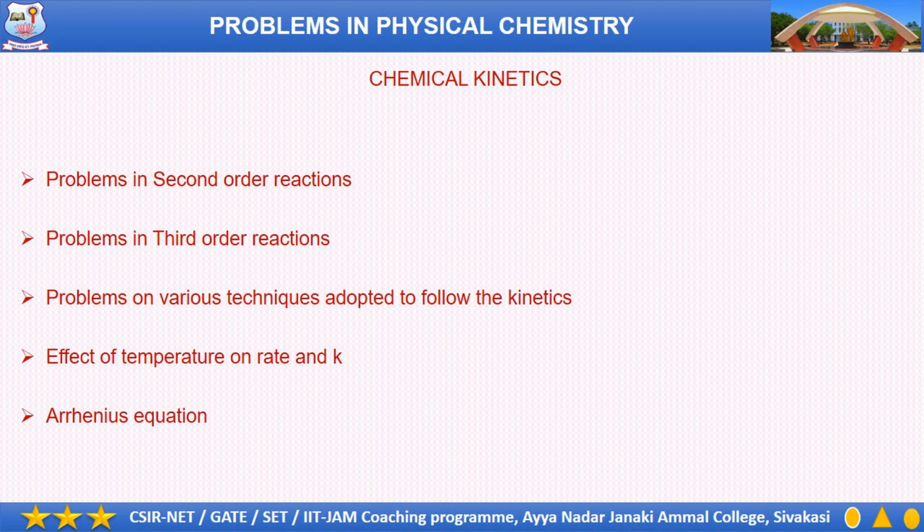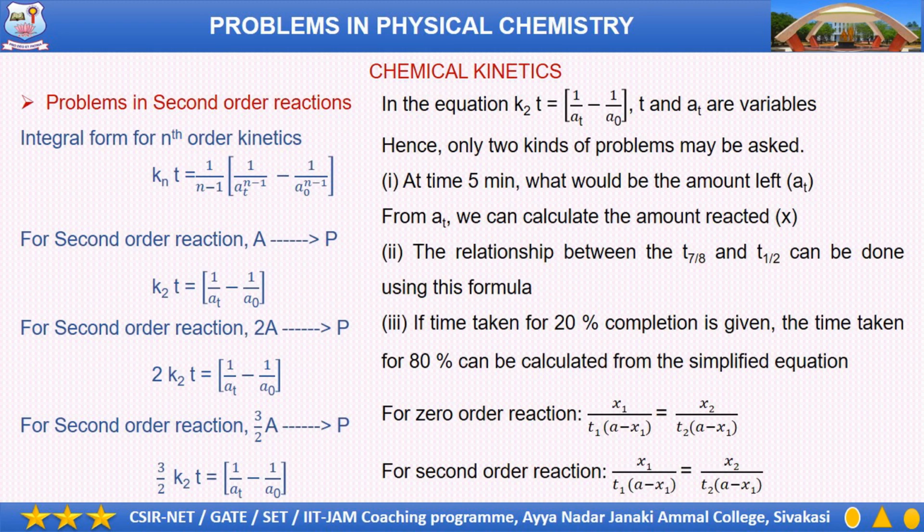If time permits, we will know this second order kinetics. What are the equations to be used in the second order kinetics? The general equation: from the general equation, you can see that K2 into T is equal to 1 by AT minus 1 by A naught. This is the general kinetic equation for a general reaction.